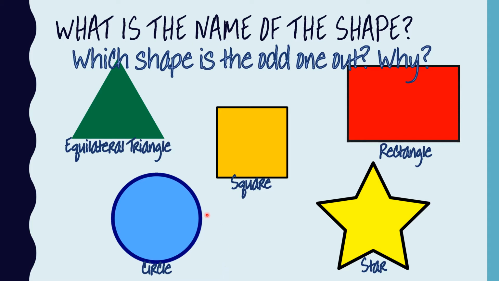So the shape that you hopefully have picked out, the shape that doesn't fit the pattern, is the circle. And the reason why the circle is the odd one out is because the rest of the shapes have straight lines in them. They also have angles in the corners. There's lots of ones that we can point out there. Whereas the circle is just one infinite line and there is no corners to it. The line just goes on and on.